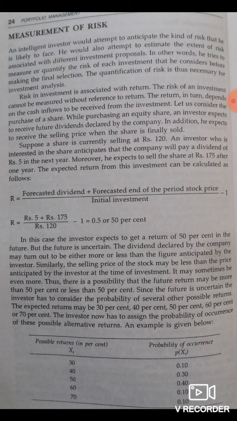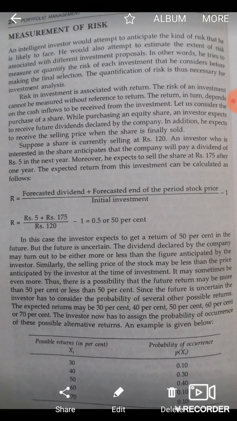In uncertainty, we cannot calculate or quantify anything. But for risk, we can assign probabilities and we can calculate how much risk we have to undertake for a given security. And this risk is calculated by making a probability distribution of the future returns.